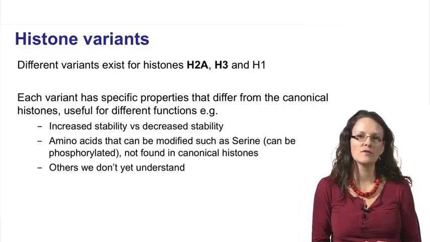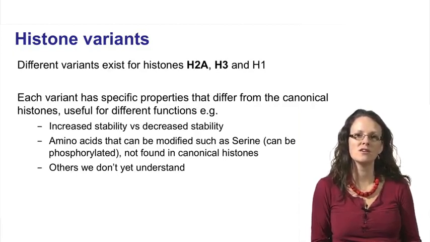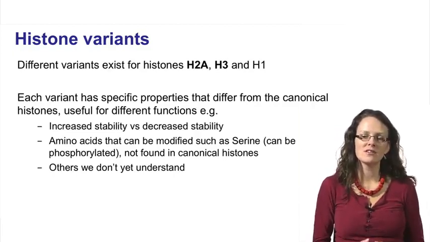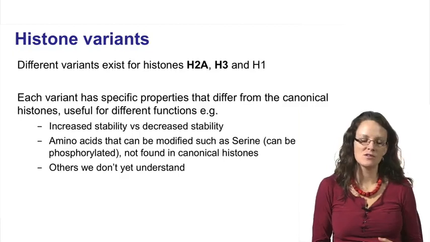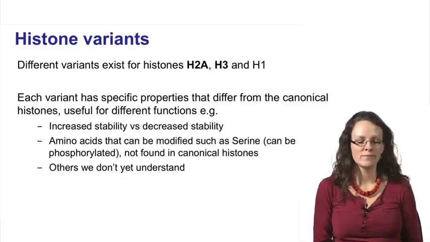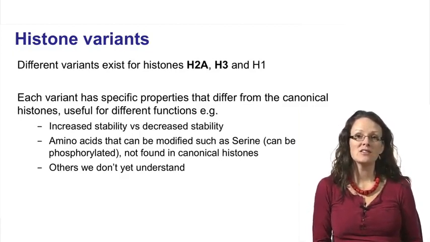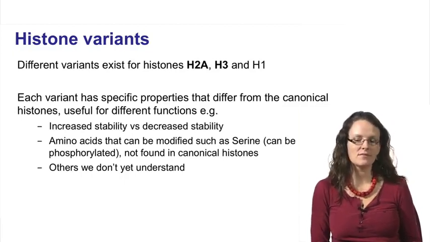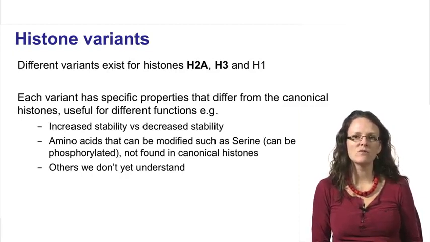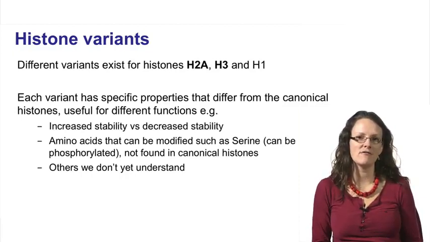And today I'm going to take you through 3 examples, and these are going to be only of histone H2A and H3. There are very many variants that can be found for histones. Each of these have different properties which will allow them to change something about the nucleosome. For example, they might allow increased stability of the nucleosome or decreased stability. They might have particular amino acids that can be modified in a different way than the normal core histones, or they may have some other functionality that we don't yet understand.